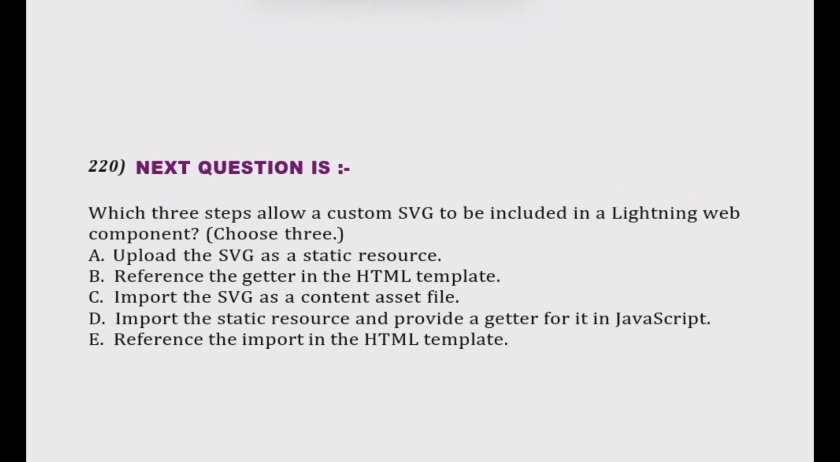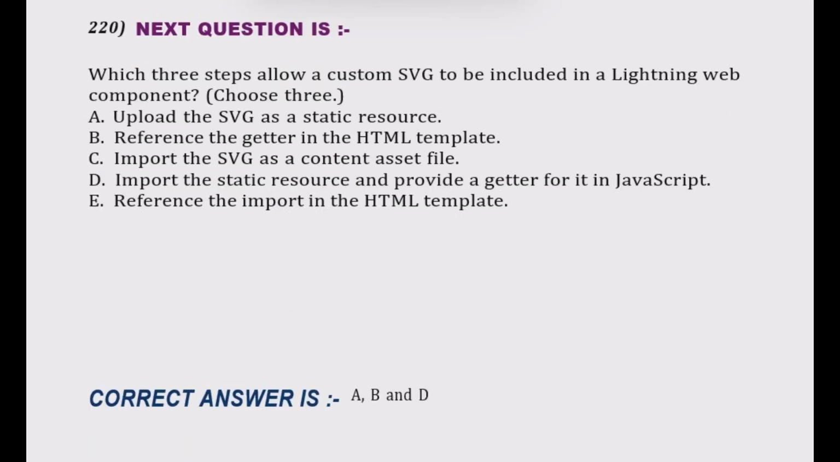Question is, which three steps allow a custom SVG to be included in a Lightning Web component? Option A, upload the SVG as a static resource. Option B, reference the getter in the HTML template. Option C, import the SVG as a content asset file. Option D, import the static resource and provide a getter for it in JavaScript. Option E, reference the import in the HTML template. Correct answer is option A, B and option D.